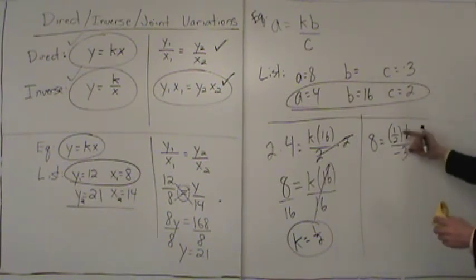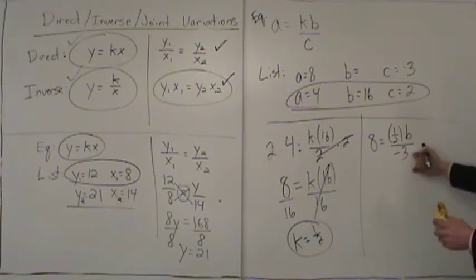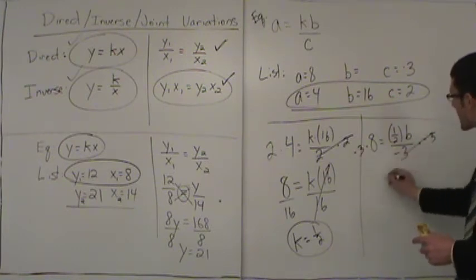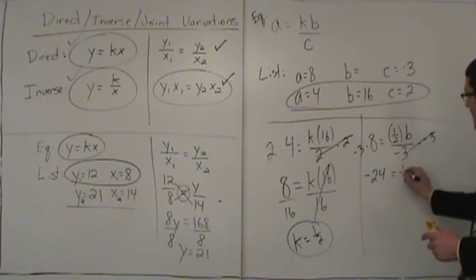We start with the division first. Since B is being divided by negative 3, we multiply by negative 3. Multiply by negative 3. These cancel. Negative 3 times 8 is negative 24. Okay, that is equal to 1 half B.